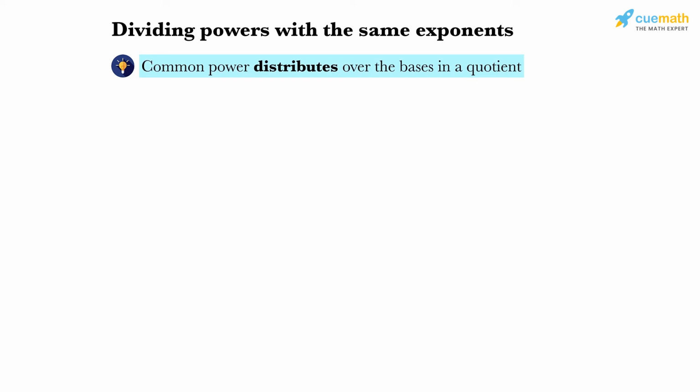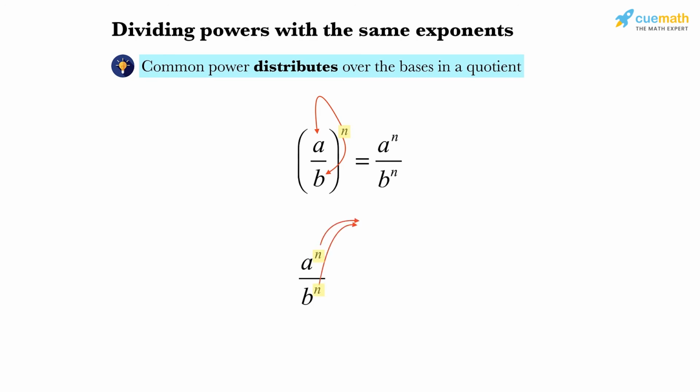This means that to calculate a by b raised to the power n, you can distribute the common power n to the two bases a and b separately to get a to the power n by b to the power n. And conversely, to calculate a to the power n by b to the power n, you can collect the common power n from the two terms a to the power n and b to the power n and apply it to a by b to get a by b to the power n.